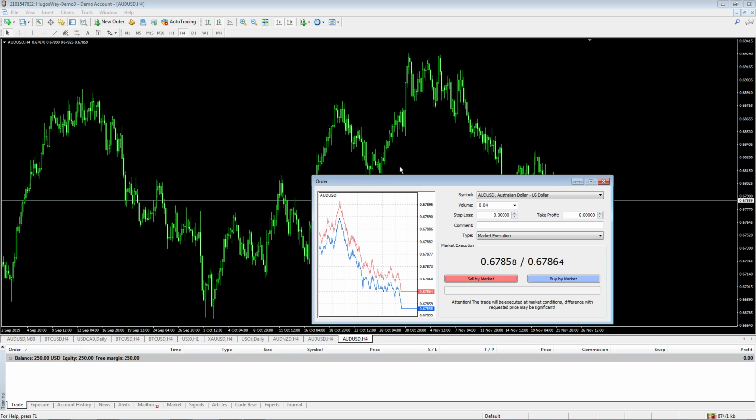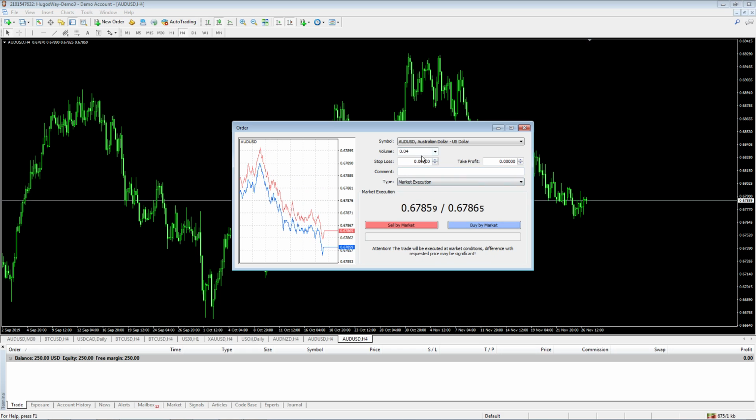You will get this pop up right here. So see here, this volume. We always want to have it right now. Since we're learning on demo, I want you guys to start getting comfortable placing trades and not worrying about your stop loss. So for now, on demo, we're going to be trading 0.01 lot size.